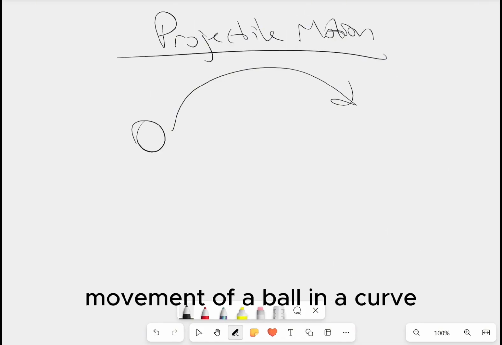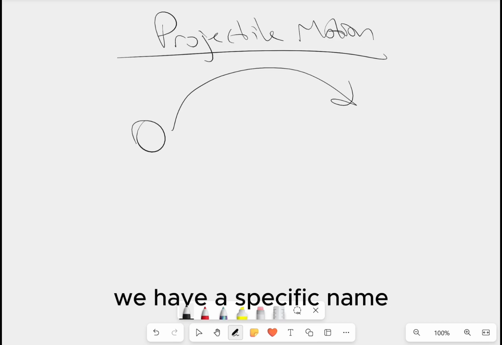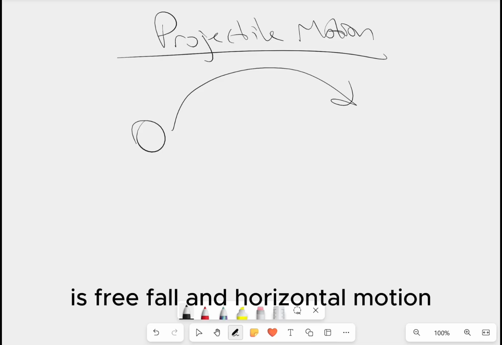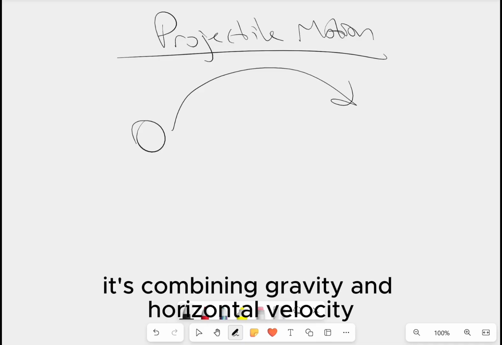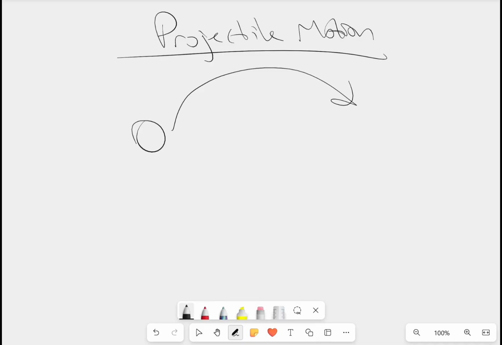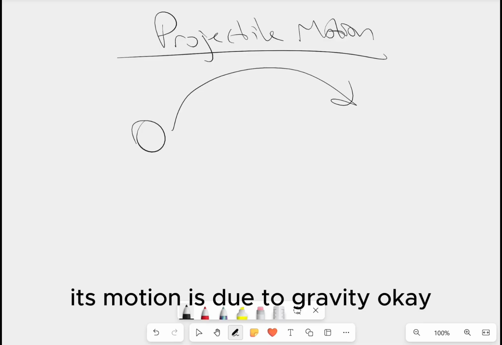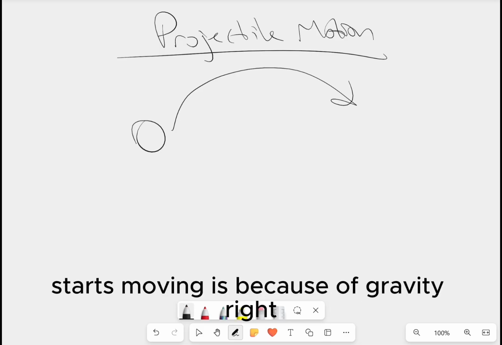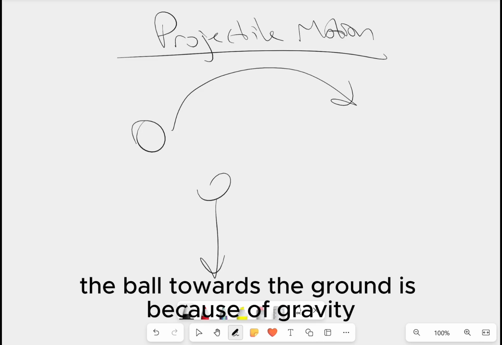So what would we call that movement of a ball in a curve-like shape? Well, we have a specific name, and it's called projectile motion. All projectile motion is free fall and horizontal motion. So basically, it's combining gravity and horizontal velocity. So what it basically is saying is that the only reason an object changes its motion is due to gravity. In free fall, the only reason an object starts moving is because of gravity. The only reason that the ball is going towards the ground is because of gravity.